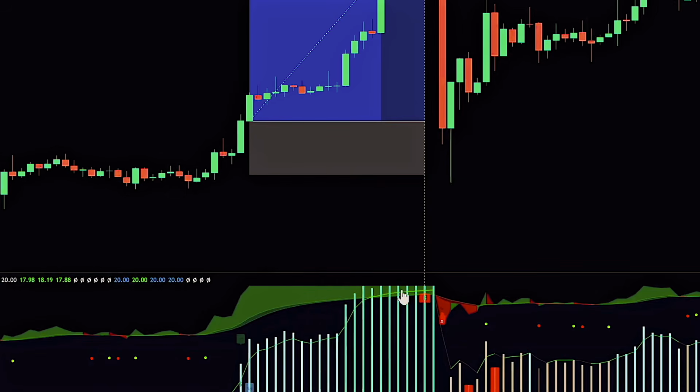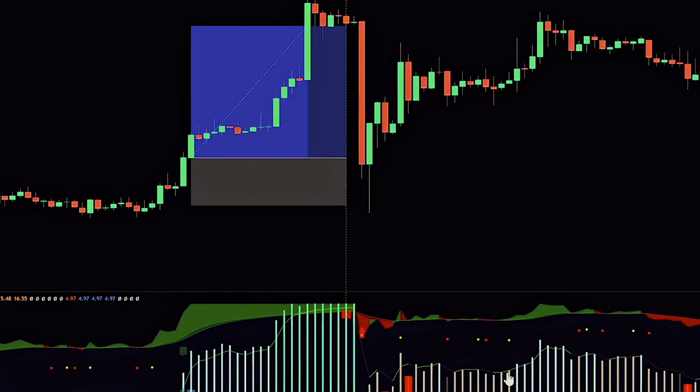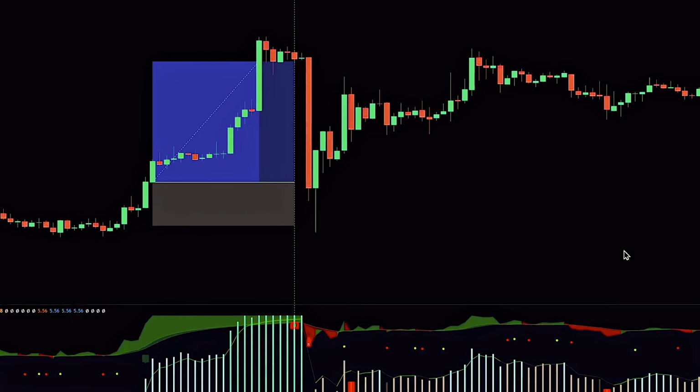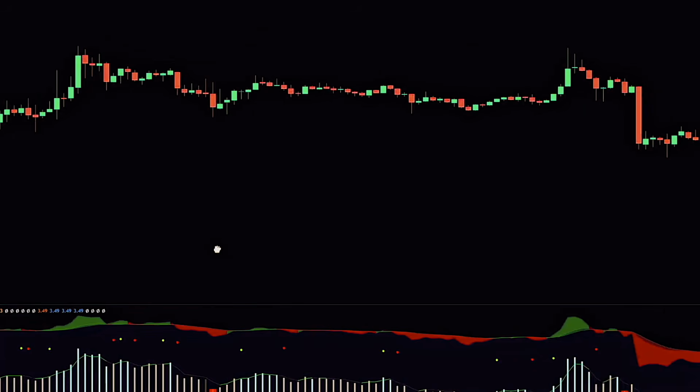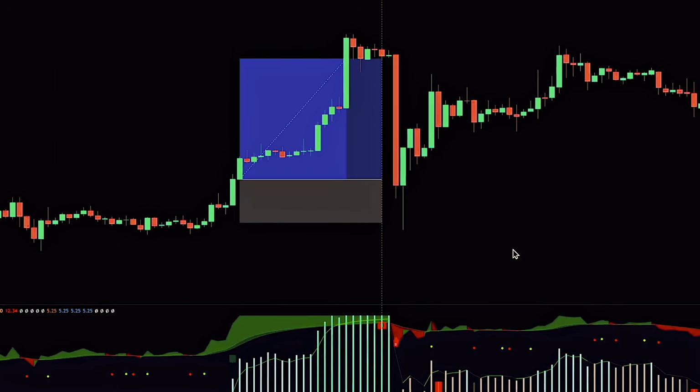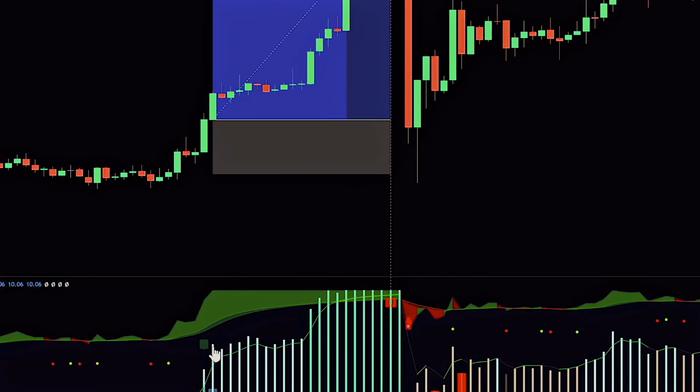Another important element is the moving average line. This acts as a minimum activity threshold. If the histogram is below the moving average, there's not enough trading action, so don't take trades. You only want to get in when the bars are above it.